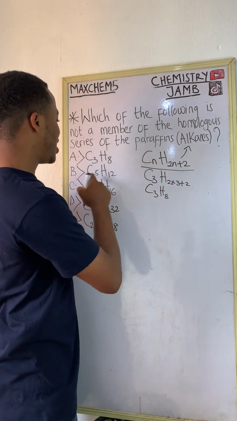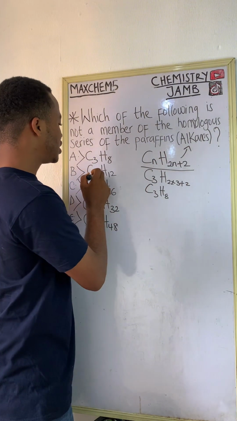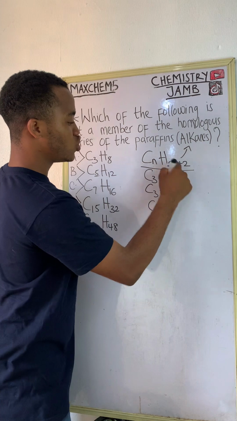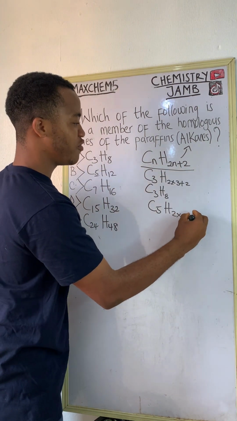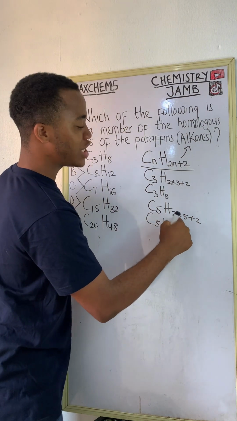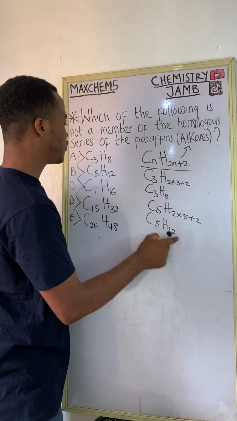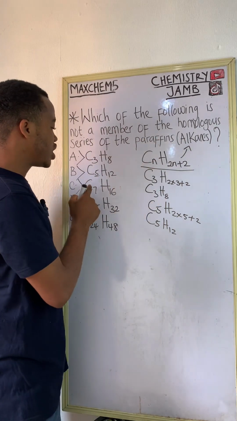So now let us move to the next one. C5H12. Let us put it in this formula. C is 5, right? So we have C5H2n+2, where you put 5 as n. 2 times 5 is 10, right? 10 plus 2 is 12. So C5H12. This is not the answer as well because this is a member of the alkane. Let us move to the next one.